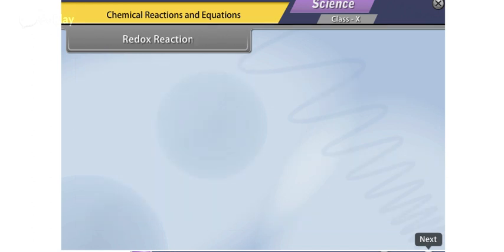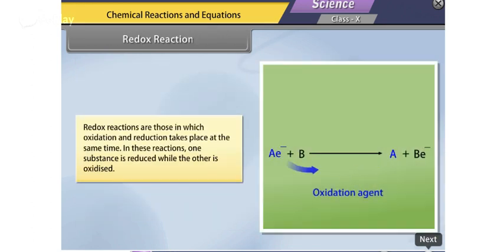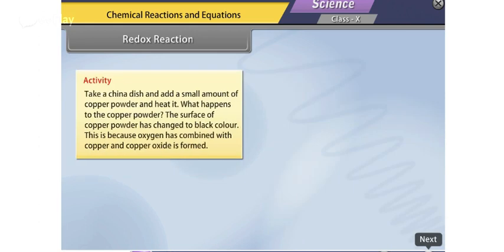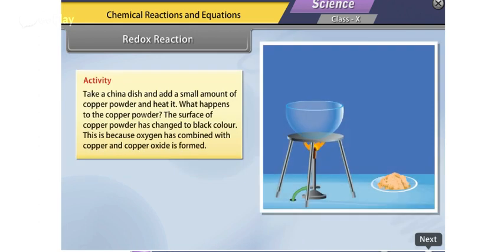Redox reaction. Redox reactions are those in which oxidation and reduction takes place at the same time. In these reactions, one substance is reduced while the other is oxidized. Activity. Take a china dish and add a small amount of copper powder and heat it. What happens to copper powder? The surface of copper powder has changed to black color.